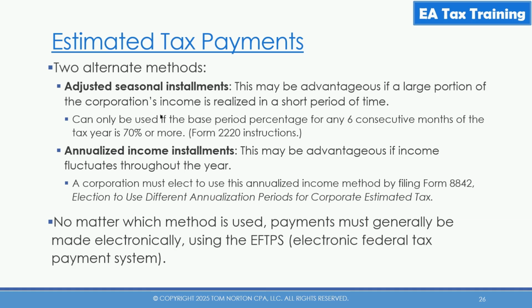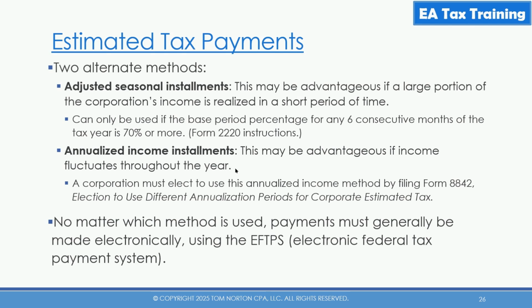Next is the annualized income installments method. This is kind of similar, but it is a little different. So this may be advantageous if income fluctuates throughout the year. So not that it's necessarily seasonal, but that there are times of the year when income is higher and times when it is lower. And what this method does, again, is it allows the corporation to time their payments to be in line with when they are actually making their money rather than having to do it equally throughout the year.